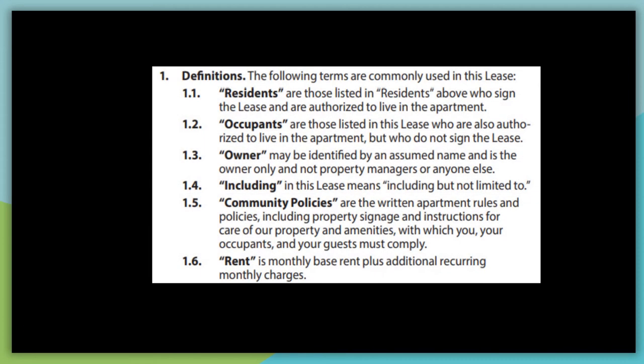If we look on page 2 of the lease, we can see some definitions are provided. So we can see that residents are those who will be signing the lease and living in the apartment. The owner of the property will be identified by name or an assumed name, and the occupants are people authorized to live in the apartment but do not sign the lease. Occupants are most commonly dependents, such as children.